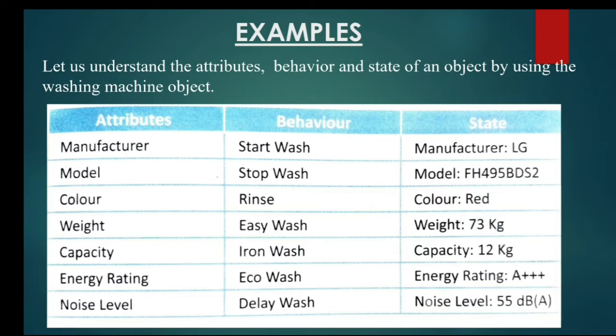Washing machine is an object, and the characteristics of the washing machine are called the attributes, and the actions of the washing machine are called the behavior, and the state is in the third column. Now I would like to explain how these real world objects become software objects. How will we convert these real world objects into software objects? Shall we go?